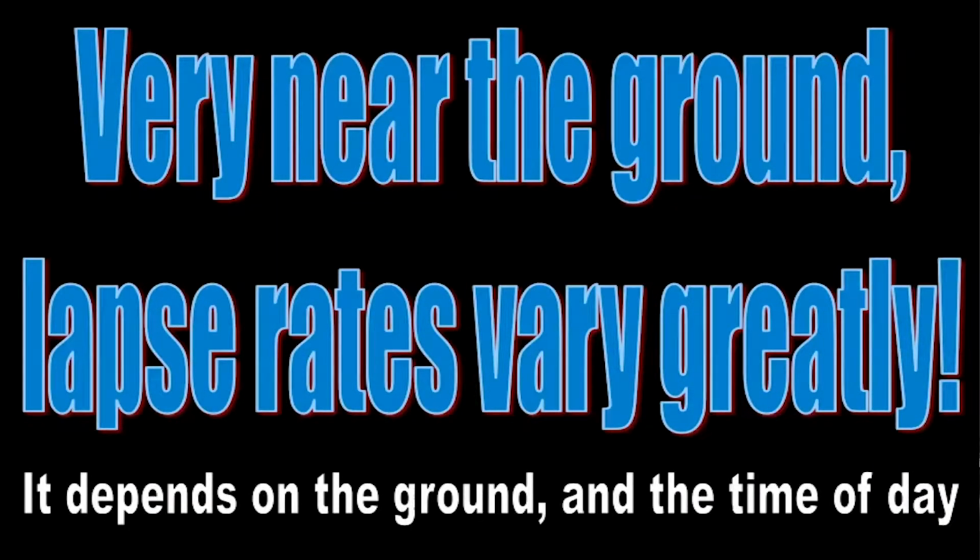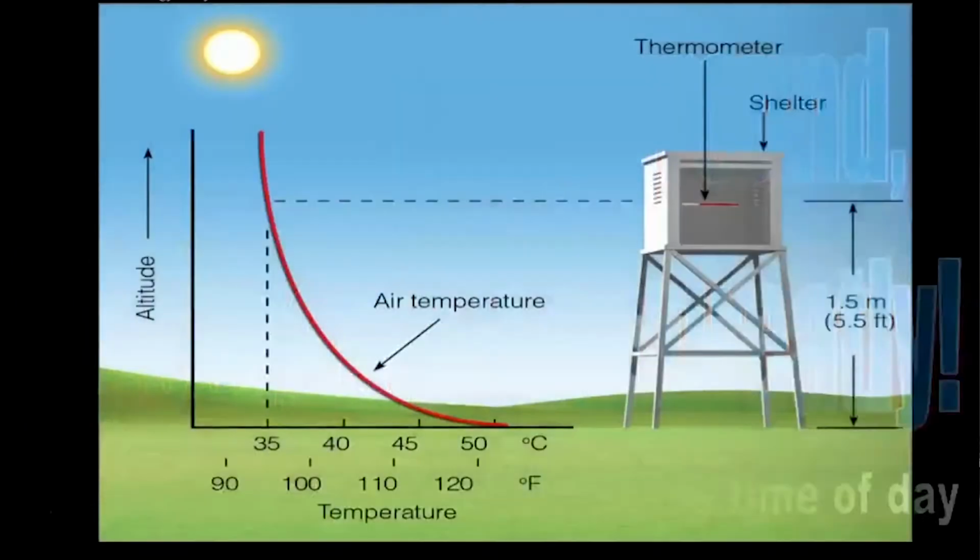Very near the ground, the lapse rates vary greatly. It's not 3.6 degrees every 1,000 feet. We're talking about just the bottom 1, 2, 3 feet at the ground. It depends on the type of ground and the time of day that you're out there.